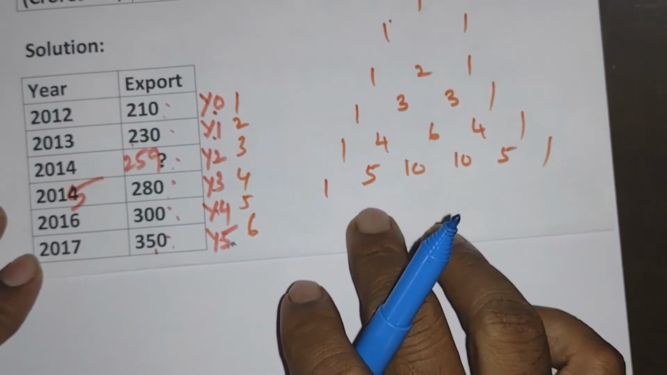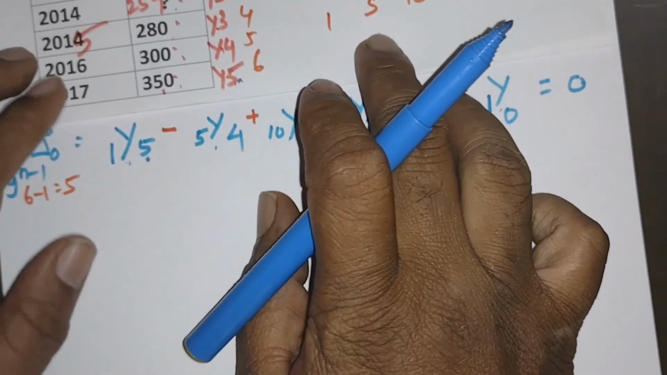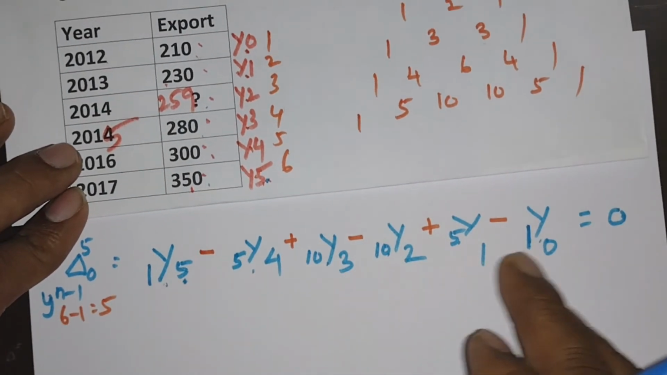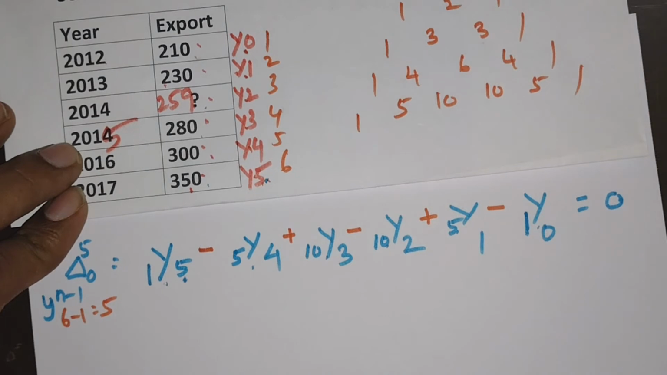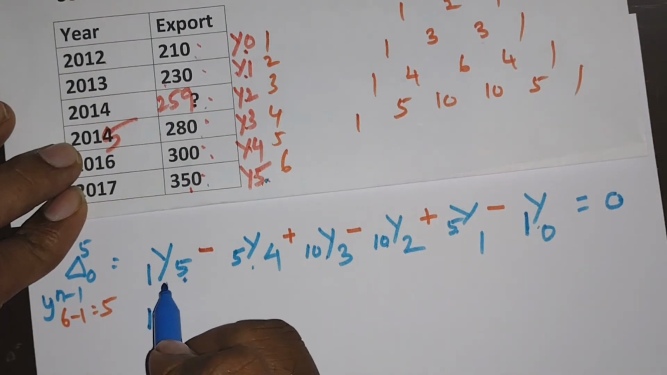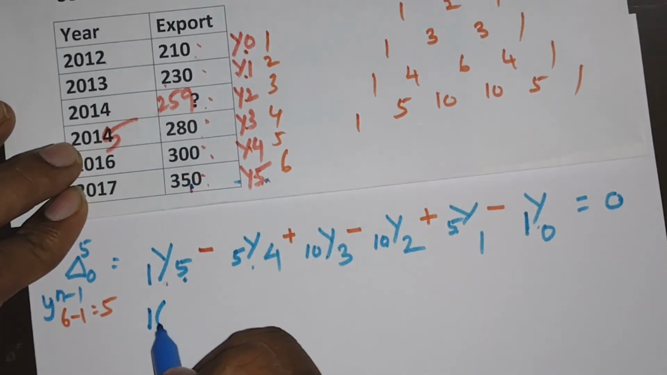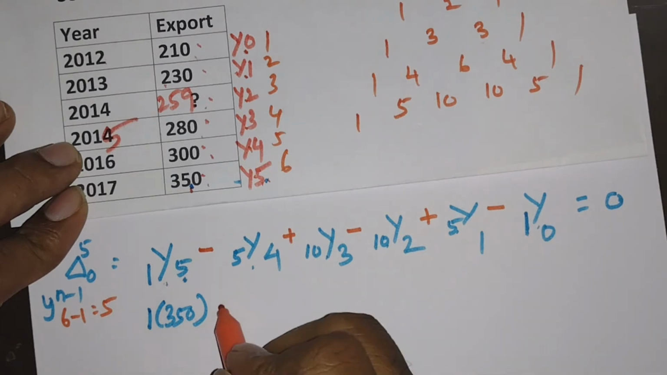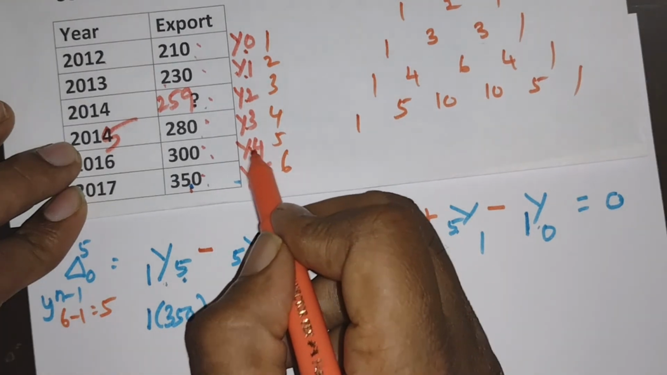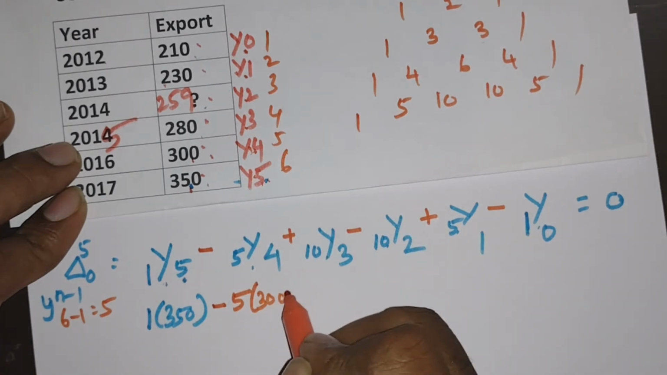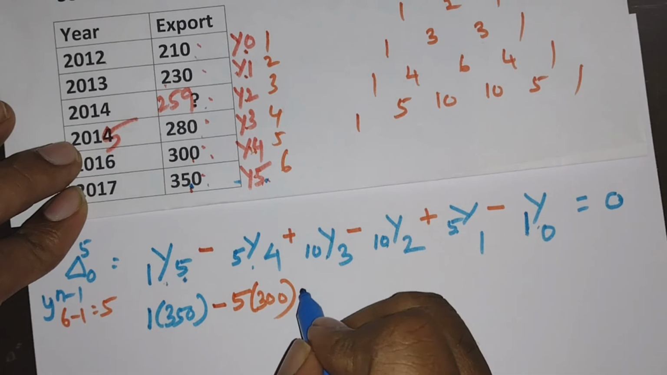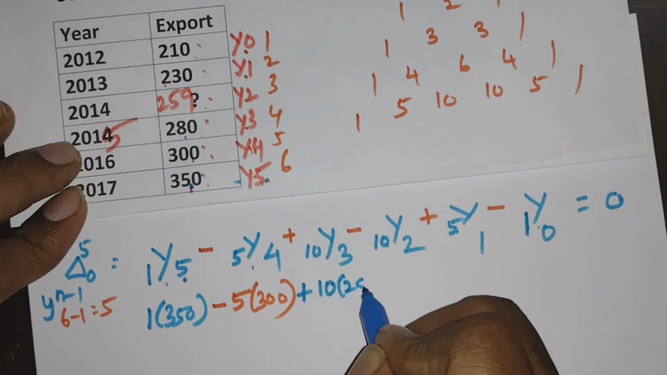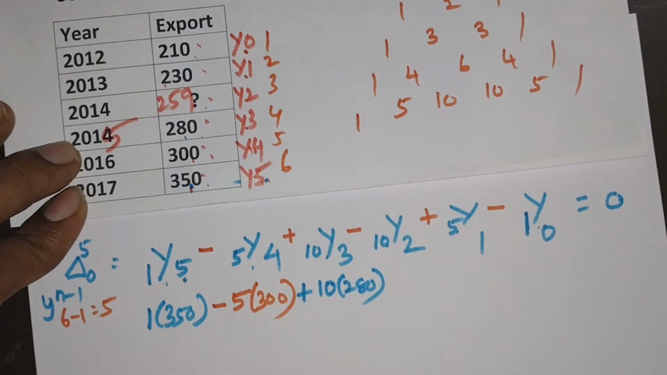Yes. Now y5, y4, y3, y2, y1, y0. Now what is my y5? My y5 is 350, and the symbol is minus. Minus 5 into y4, y4 is 300, plus 10 into y3. y3 is 280.